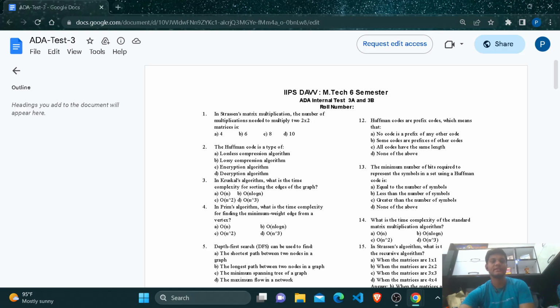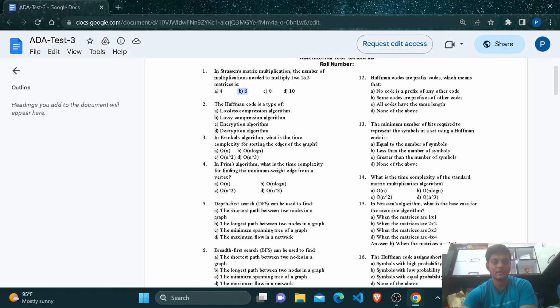First question is in Strassen's matrix multiplication. The number of multiplications needed to multiply 2 cross 2 matrices is. So the correct answer is option B. And the second question is the Huffman code is a type of. So we know that Huffman code is a type of lossless compression algorithm. In the previous video we have seen.